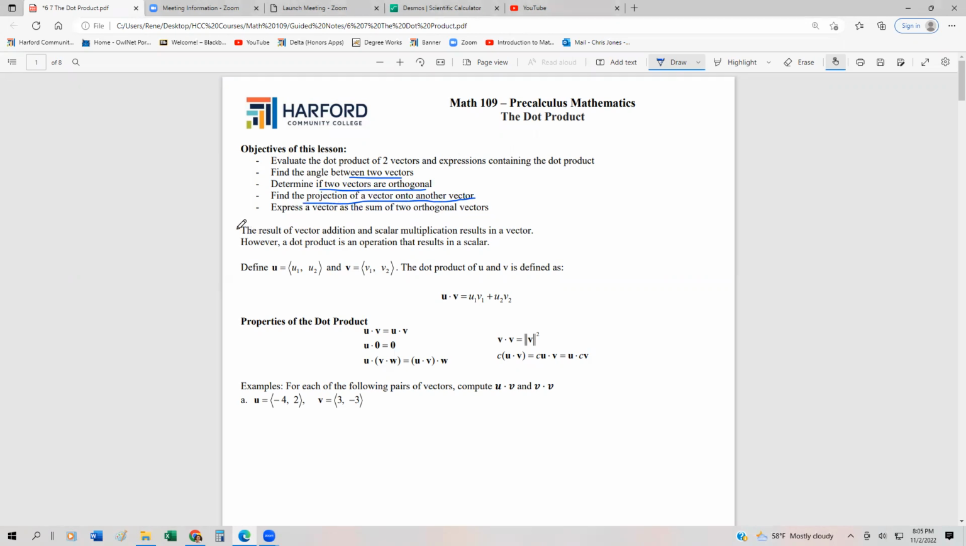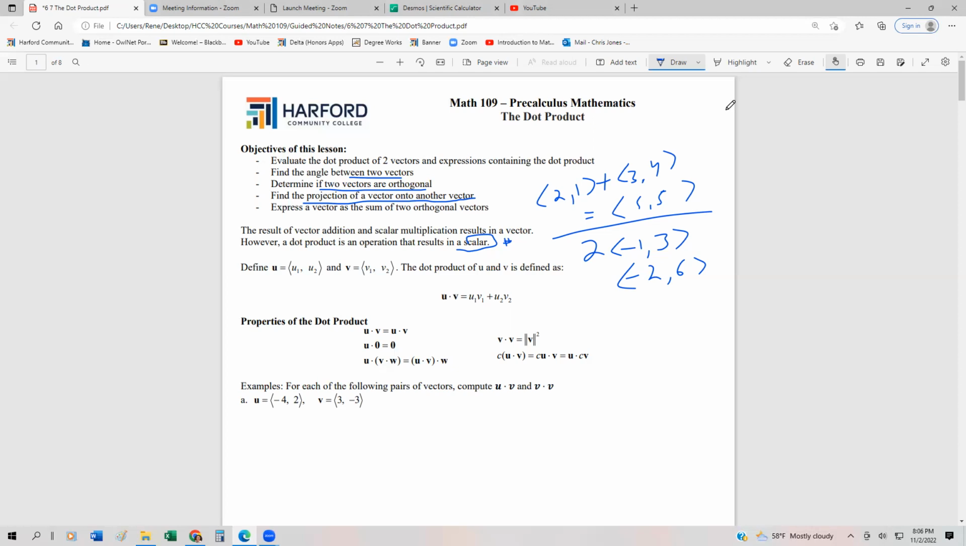So we probably remember that vector addition and scalar multiplication result in a vector. If I added the vectors 2, 1 plus 3, 4, that would result in the vector 5, 5. And if I took 2 times the vector -1, 3, that would be the vector -2, 6. Those are just basic operations that we looked at in the last section. But the dot product is an operation that results in a scalar. Remember, a scalar is a number or a constant.